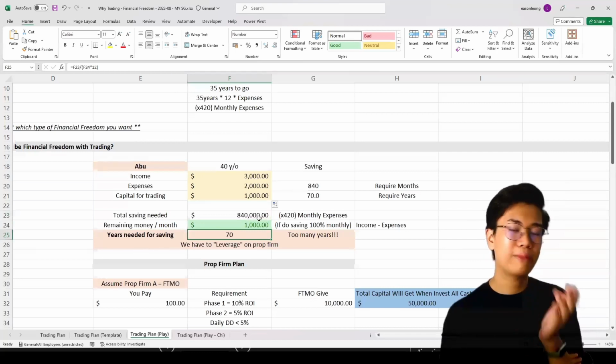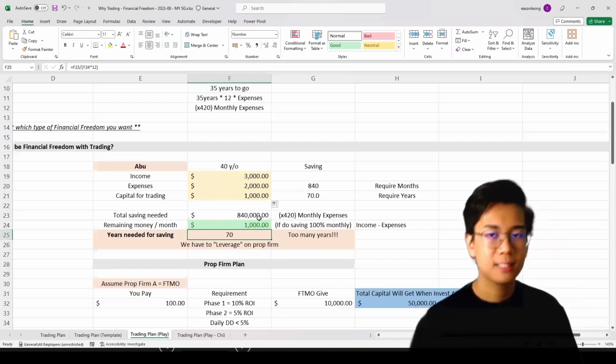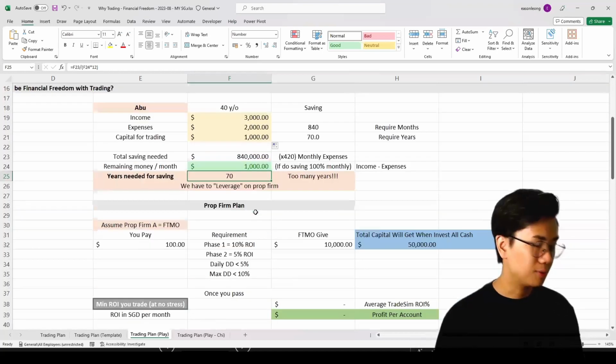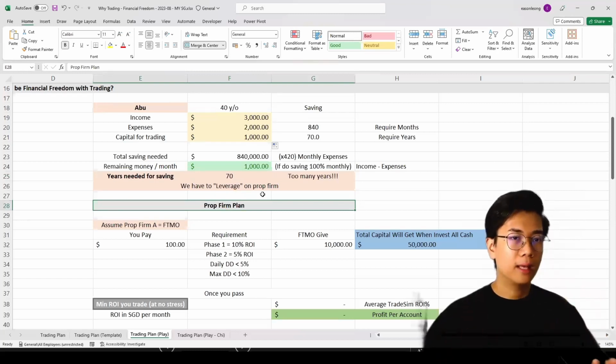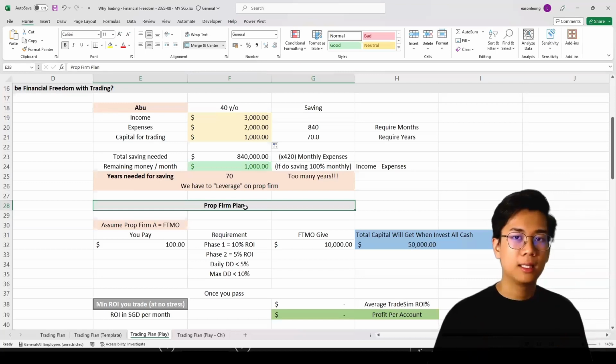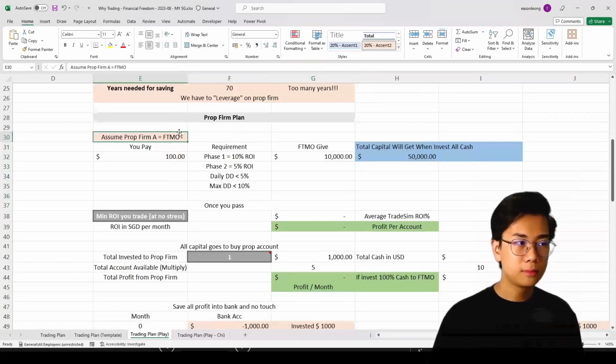You want to trade every month 1,000, also hard, right? Hence, you need to learn one more new thing, which we call a prop firm trading plan. So what is a prop firm? I want you guys to think of it like this. There is a company, we call this FTMO.